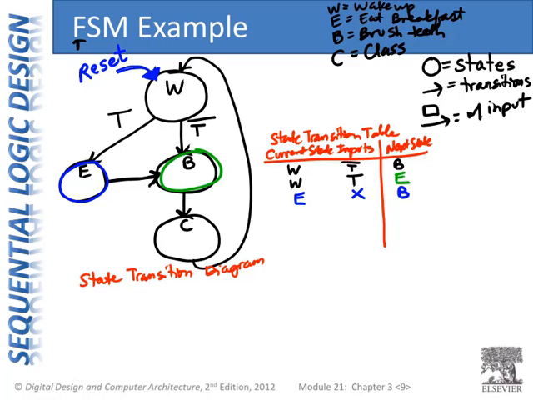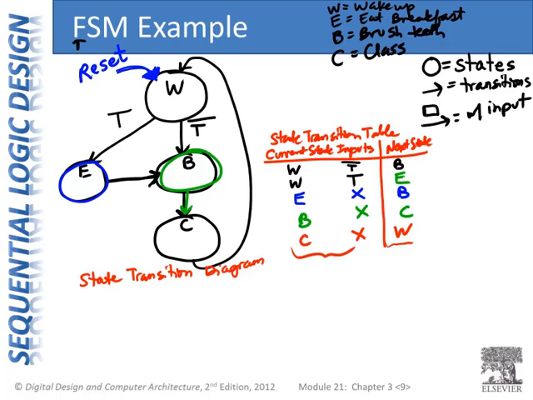Now, if we're in the brush teeth state, independent of any inputs, we should go to the class state at the next clock edge. And then finally, the last one, if we're in the class state, independent of inputs, we should go to the wake up state at the next clock edge. Okay, so that kind of looks like a truth table. We have some stuff on the left and some stuff on the right, but those are letters and not binary values. Well, we can now encode these using binary values.